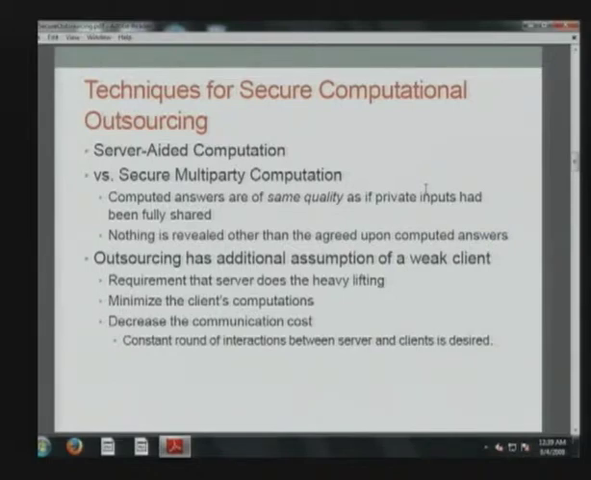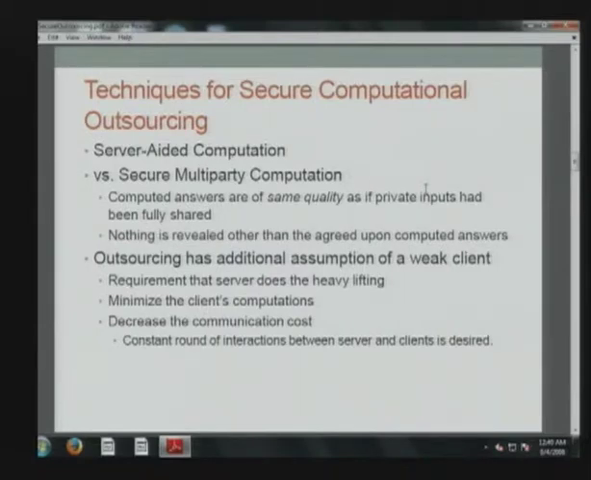The other requirement in both settings is that nothing is revealed other than the agreed-upon computed answers. So they do not reveal their inputs or any answers that they do not want to share. So this is the same thing. But outsourcing has additional assumptions compared to secure multi-party computation. The assumption is that the clients are always weak, and the servers are powerful. We want the server to do the heavy lifting and minimize the client's work.